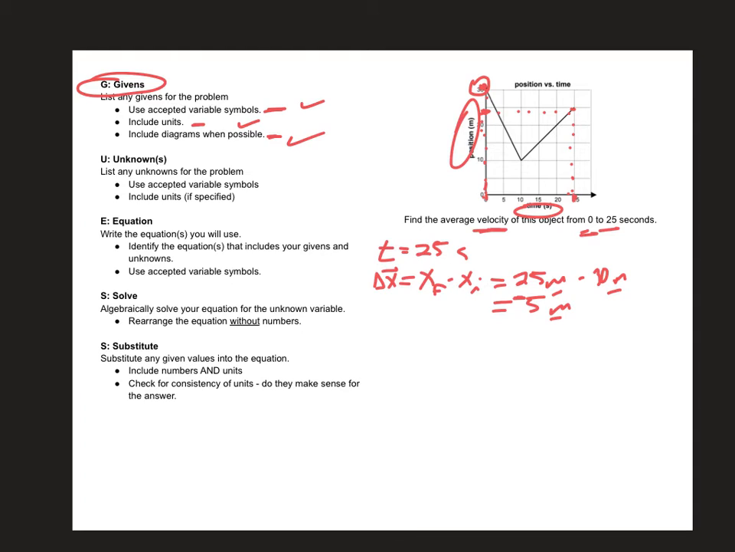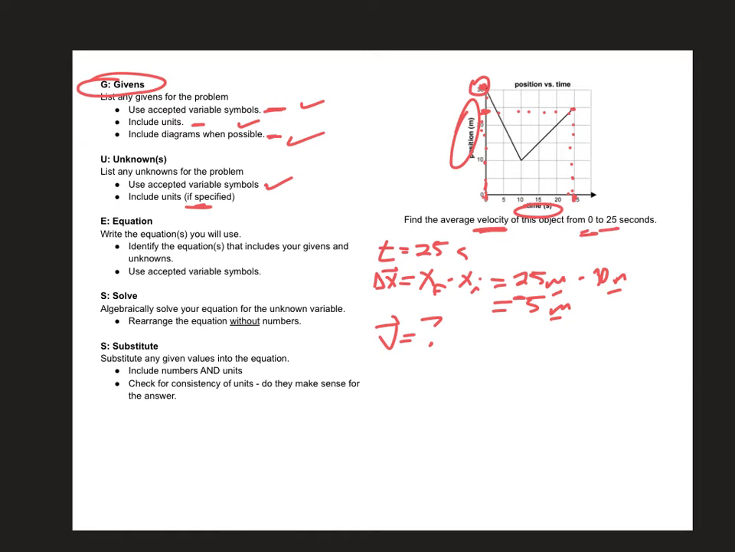All right, next, I list my unknown. Well, in this case, what's my unknown? I am looking for the velocity, and it's a vector, so I put that little arrow on top, and to remind me that it's unknown, I put a little question mark. So there's my unknown. Did I use the accepted variable symbol? Yes. Were units specified? No, it didn't tell me I needed it in this unit or that unit, so I can skip that one.